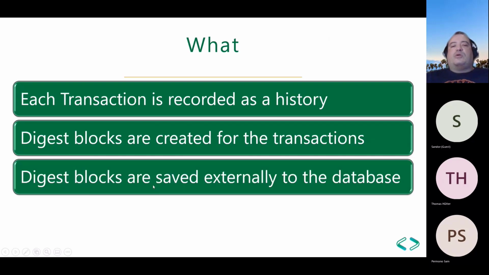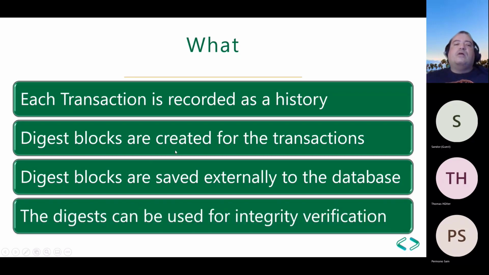Then the digest blocks are saved externally to the database. So we need an external storage where these digest blocks will be saved. And we need to ensure this external storage is immutable. There are some methods to ensure that these external storages are immutable. The digest can be used for integrity verification.